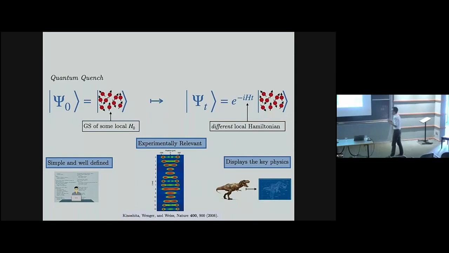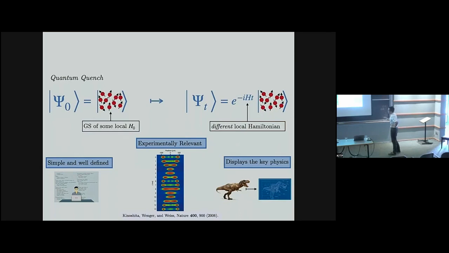In this setting, I'm looking at purely unitary evolution. So there is no noise. It's completely idealized. But there are also no measurements. It's purely unitary. And the reason why this kind of setting is interesting is because, first of all, it's very simple and well-defined. This means that we can typically do calculations, sometimes, if you're lucky, even analytically, but in most cases, numerically. It is relevant from the experimental point of view.